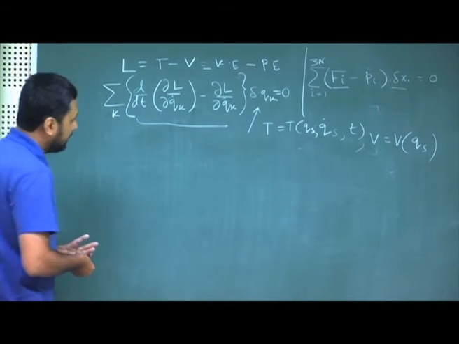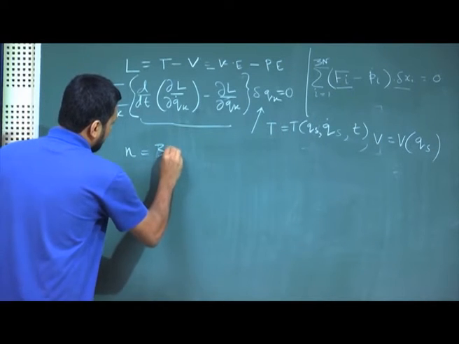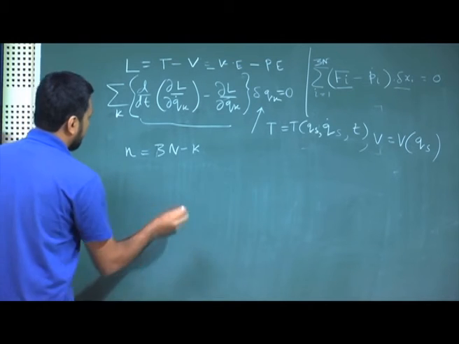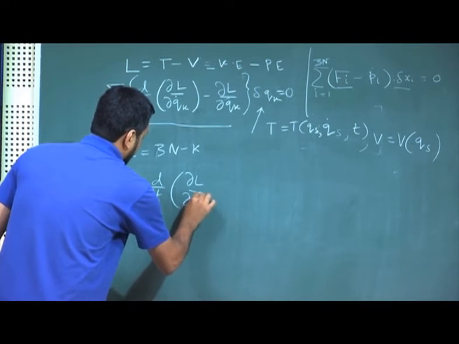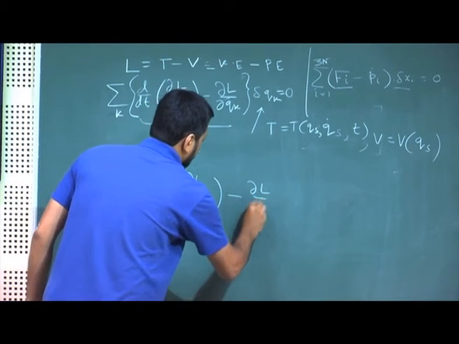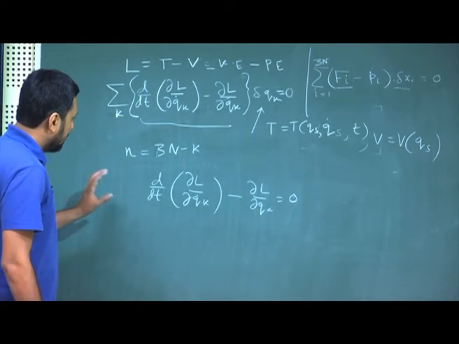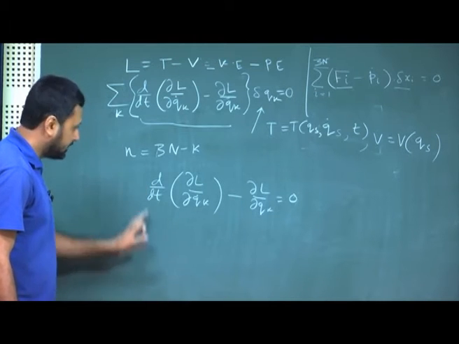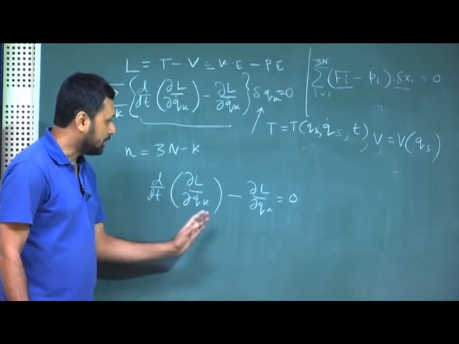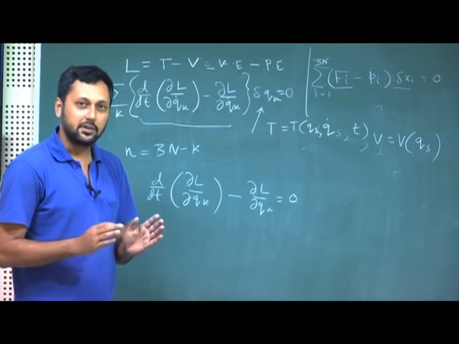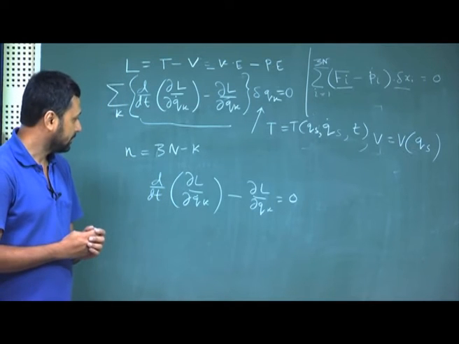Now, if this is the case, we might as well equate each and every coefficient equal to 0. That means we get n number of equations, where n is equal to, if you recall, 3n minus k, of the form d/dt of ∂L/∂Q̇k minus ∂L/∂Qk equal to 0. So, we have n such equations for our system, and I will show you in a moment that these equations are exactly equivalent to the equations we get for a system using Newtonian dynamics.